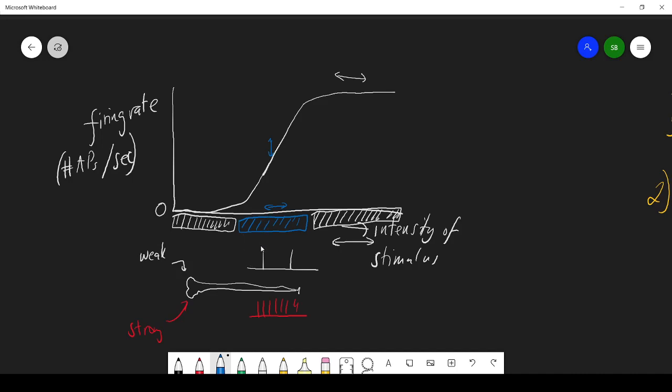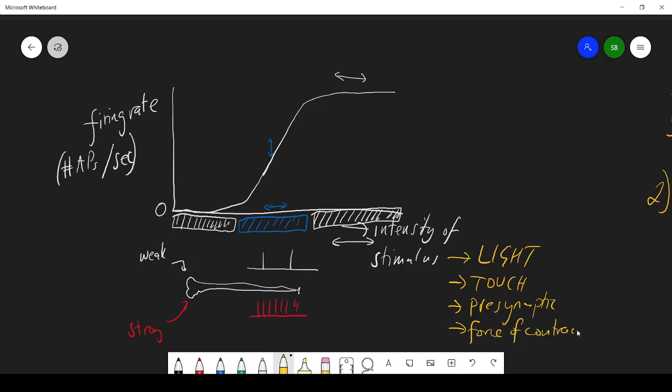Now that means that I can't really, so say for example the stimulus might be light, it might be touch, or it could just be some presynaptic message that needs to be carried on. It could be force of contraction. So this is what we mean by encoding information. I'm representing the information, in this case the stimulus of some sort, by my firing rate.